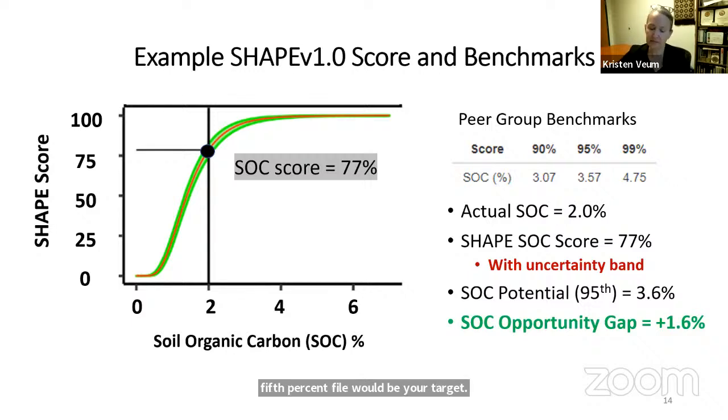But if we use the 95th percentile as our benchmark value in this case, then we can calculate that soil carbon opportunity gap for the sample, which in this case is 1.6% carbon. And that's the difference then between the actual and potential soil carbon.